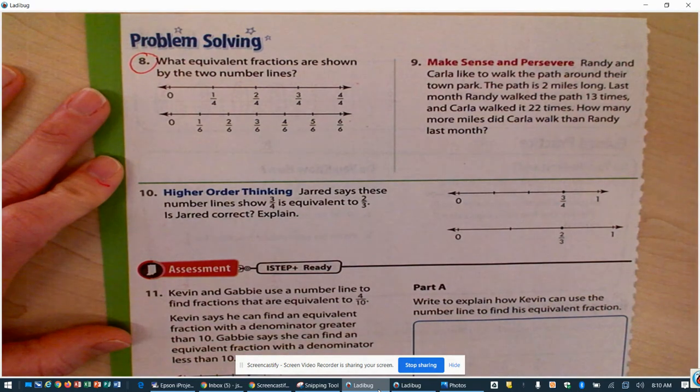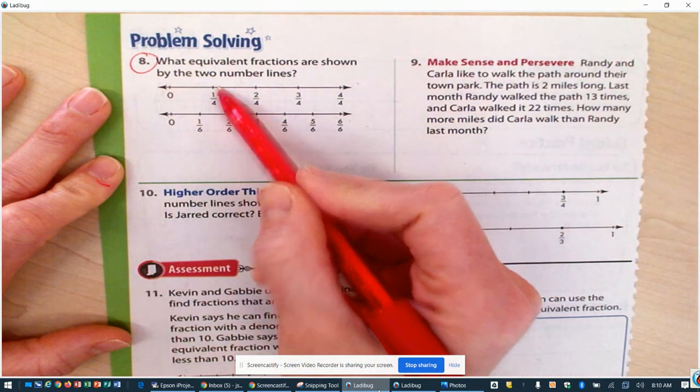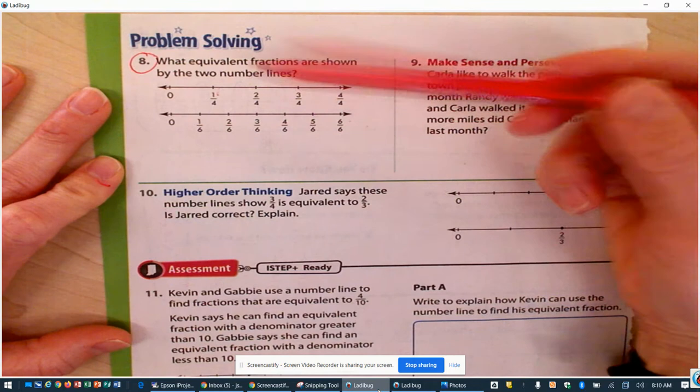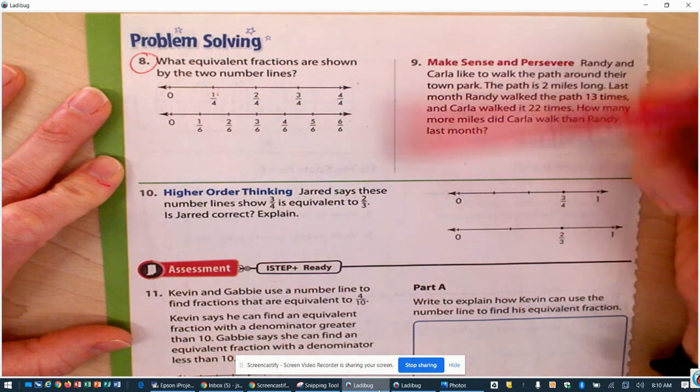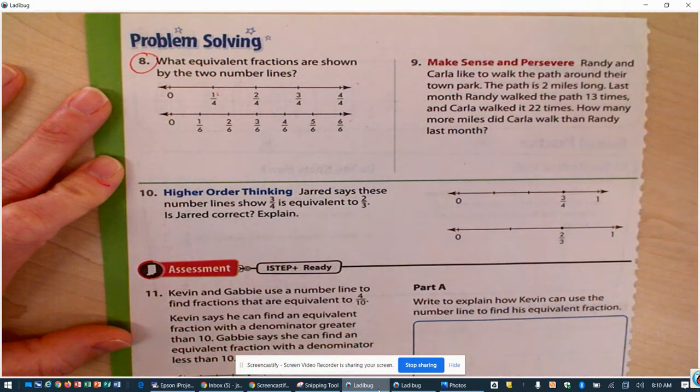We don't want to match up a fraction going diagonally, right? It has to be a perfect line straight down on the number line. So there are 2 examples of equivalent fractions on these number lines. I want you to list both pairs.